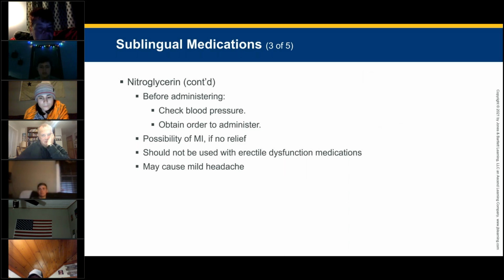These medications can be used to treat other things. It's not just for erectile dysfunction. So you should always ask, no matter the gender of the patient.